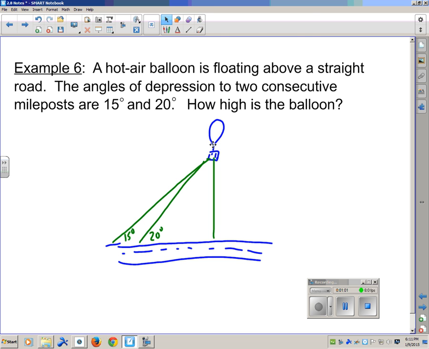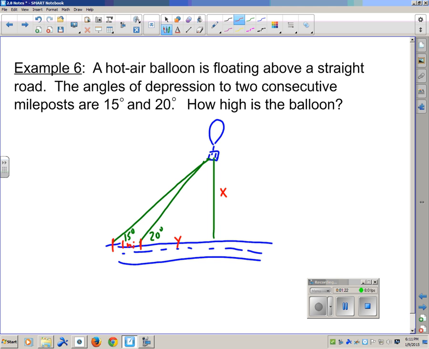It says we got 2 consecutive mileposts. So from this post to this post here, this is 1 mile in here. All right. And then how high is the air balloon here? So that's this. So we also don't know something else. We don't know this distance in here.